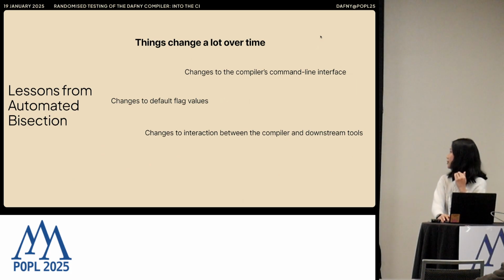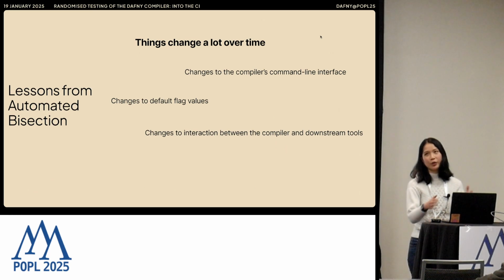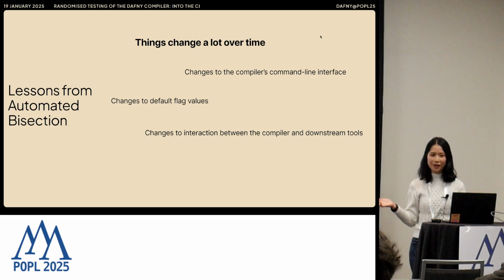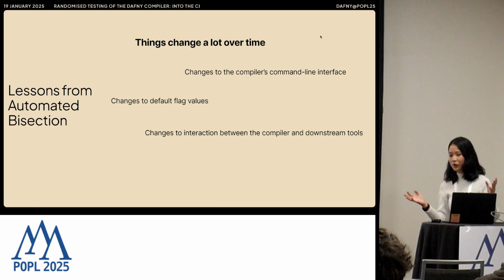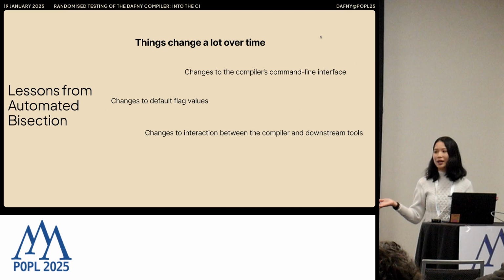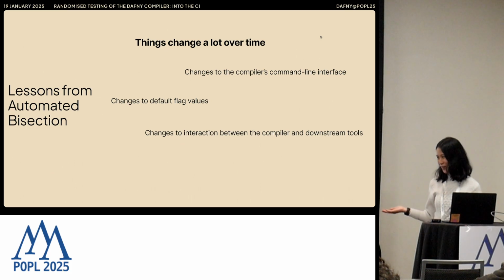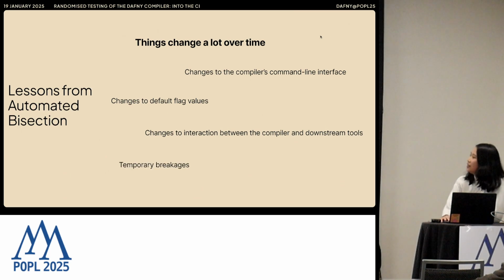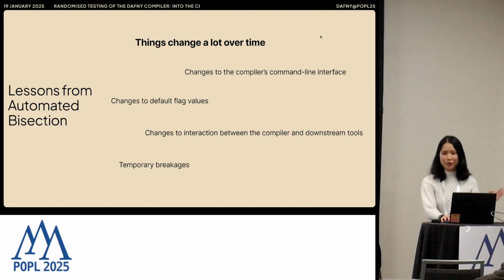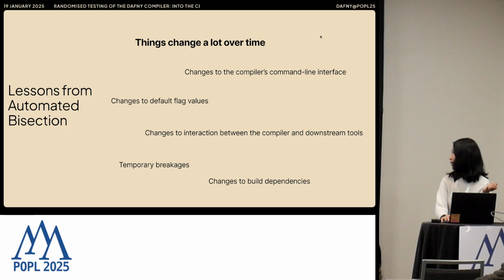There are also changes to the interaction between the Dafny compiler and the downstream tools. So at one point, when you try to translate Dafny to Java, maybe it would invoke javac to produce a class file. At another point, it would invoke javac to produce a jar file. And because we need to execute the resulting file, we need to know which type of file we're actually dealing with. There were also temporary breakages, which is normal. There are also changes to the dependencies in the compiler.